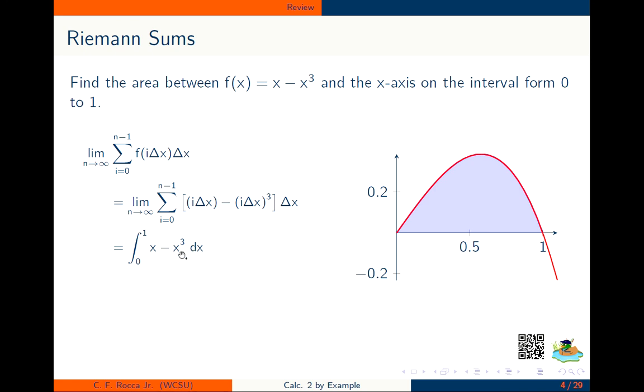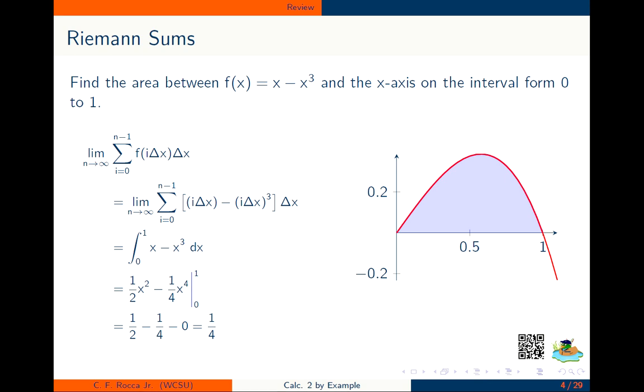Okay. We evaluate this integral by finding an antiderivative. The antiderivative of x is 1/2 x squared, of x cubed is 1/4 x to the 4th. Our limits of integration are 0 to 1. So we plug in the 1 and we get 1/2 minus 1/4. We plug in 0 and get 0. And so when we're done, the area underneath the curve is 1/4.